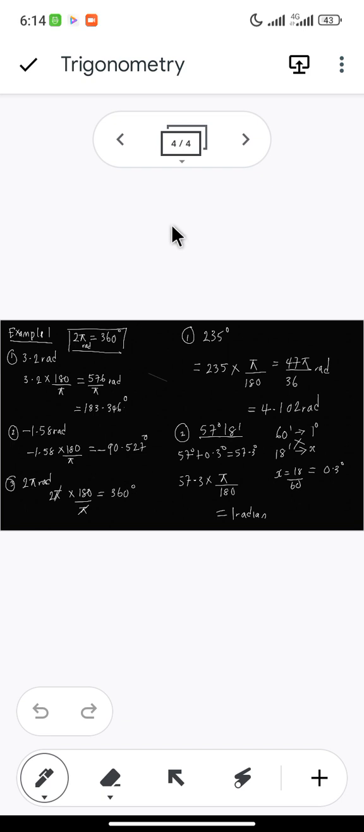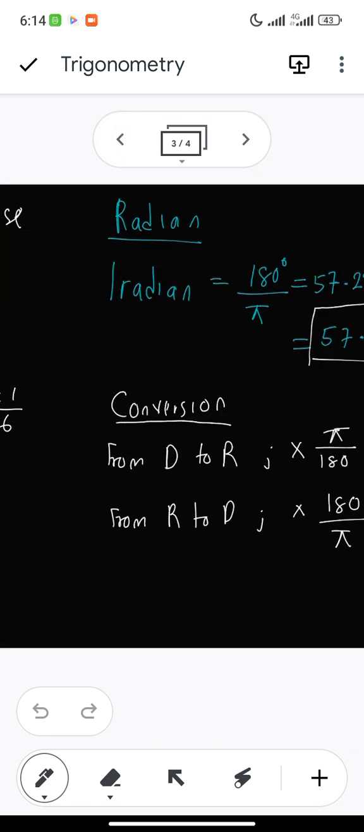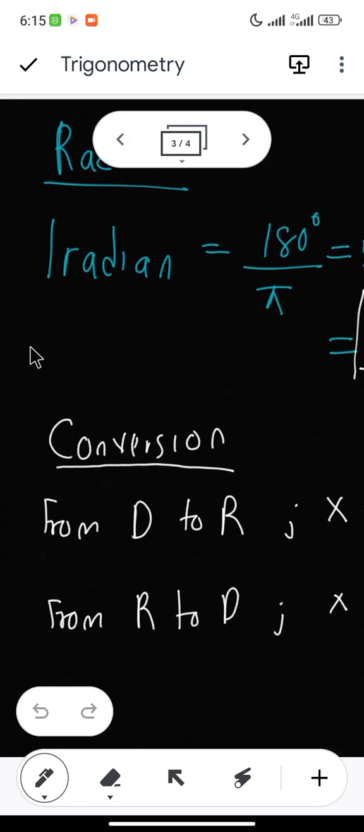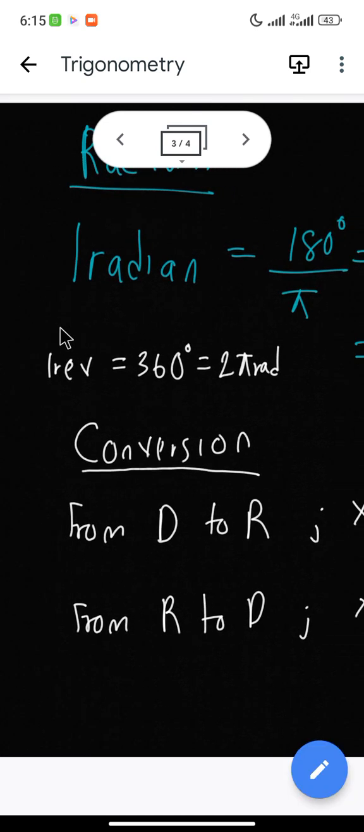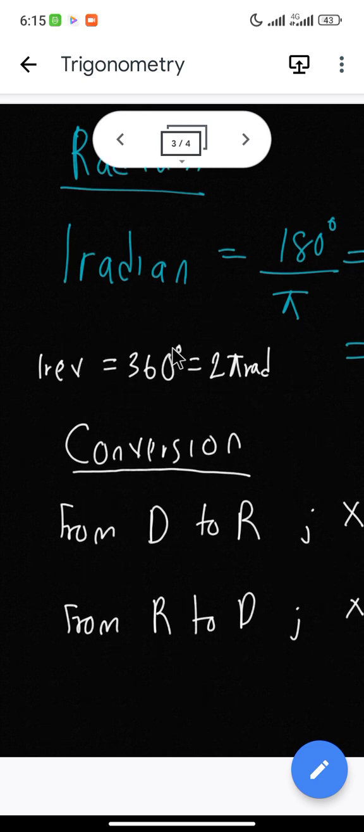Some things you need to note again. One more thing to note: you need to note that 1 revolution is equal to 360 degrees and is equal to 2 pi rad. So this is like a standard for revolutions, degrees and radian. So yeah.